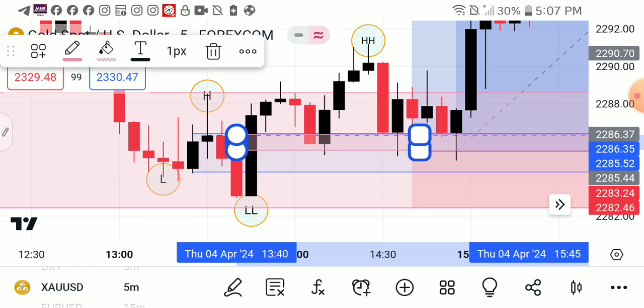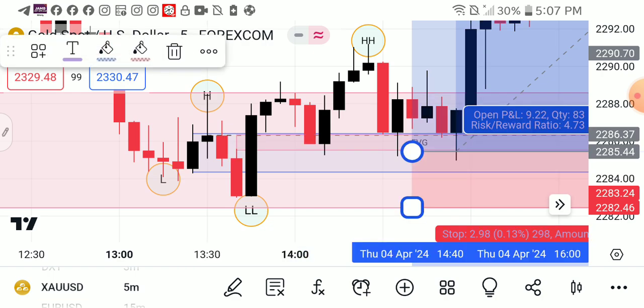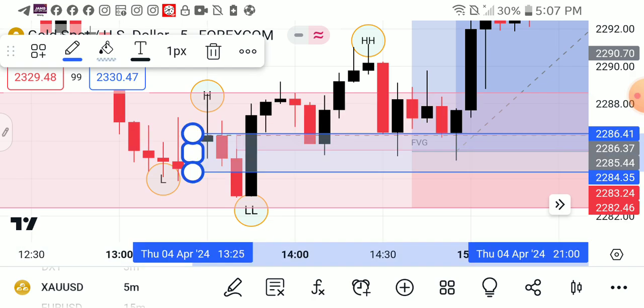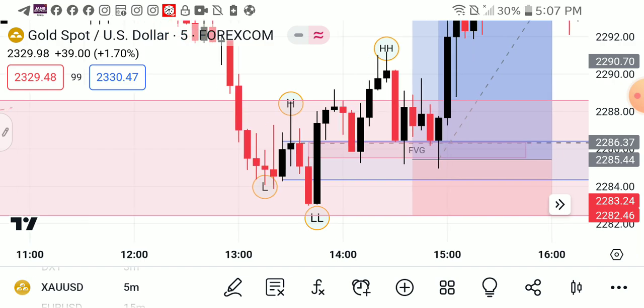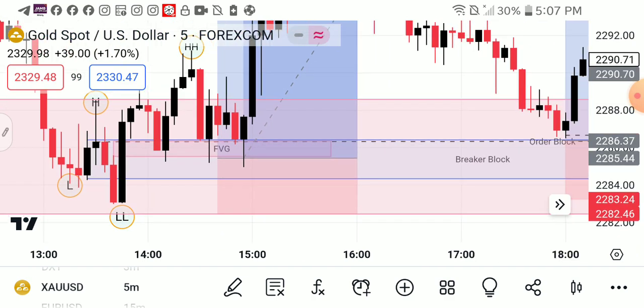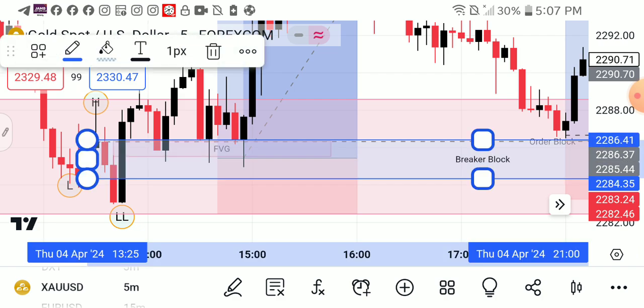And you see I have also named it right here. So the breaker block as well, I also named the breaker block. Let me extend it to the future, because I extended it to the future. You can see here, this is the breaker block. The box right here is the breaker block.